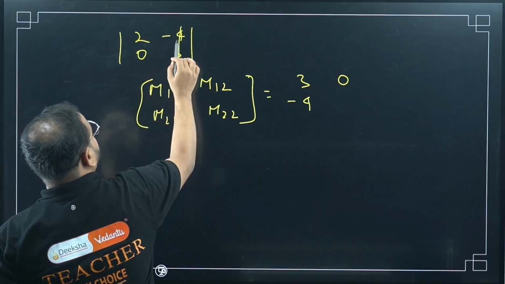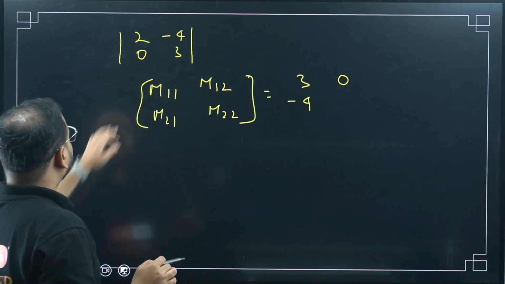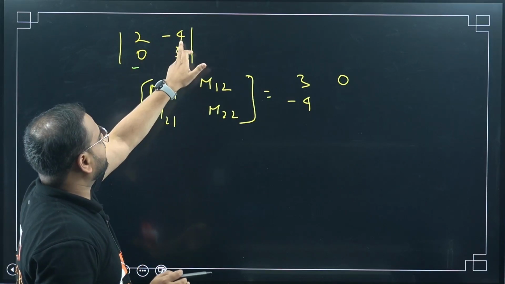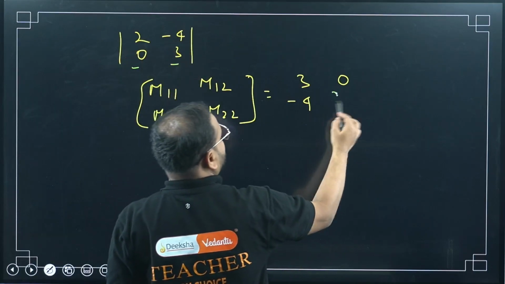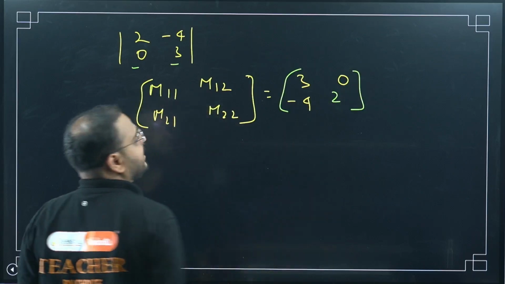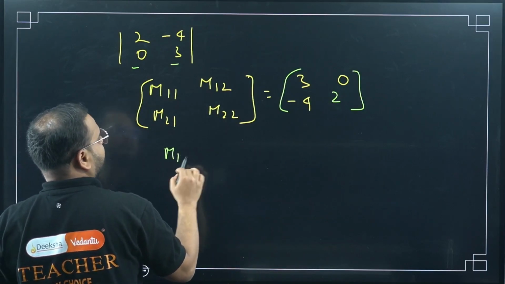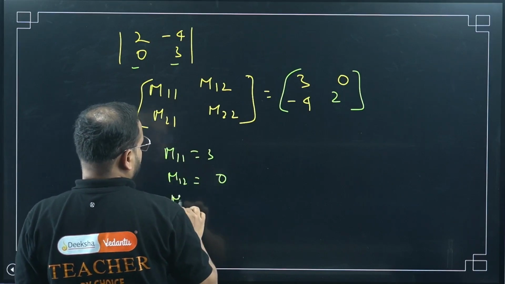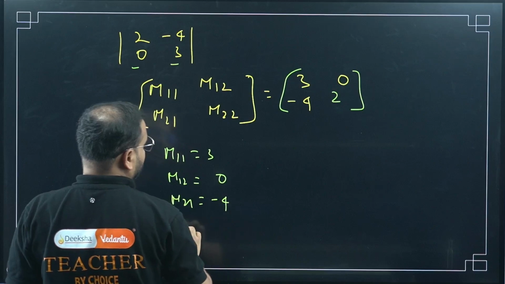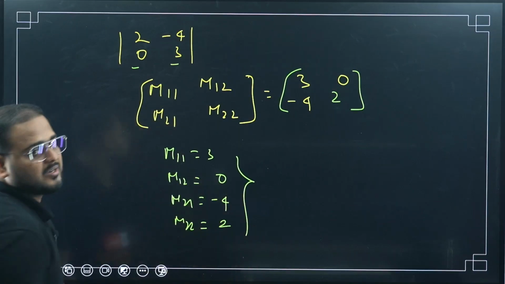Please check here. For 0, if you cancel this and this, you'll have what? Minus 4. For 3, you'll cancel this and this, you'll have 2. So these are my minors. Okay. So basically what I'm trying to say here is M11 is 3, M12 is 0, M21 is minus 4 and M22 is 2. Those are my minors. Okay.